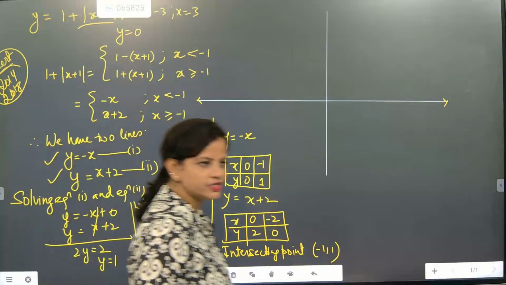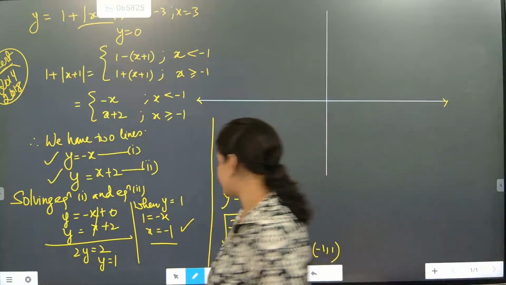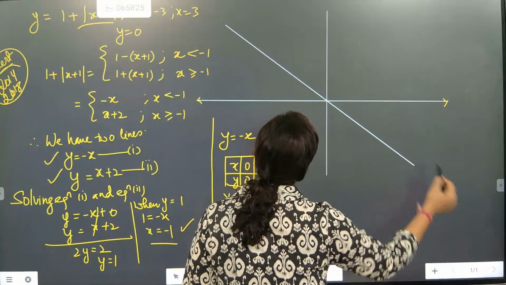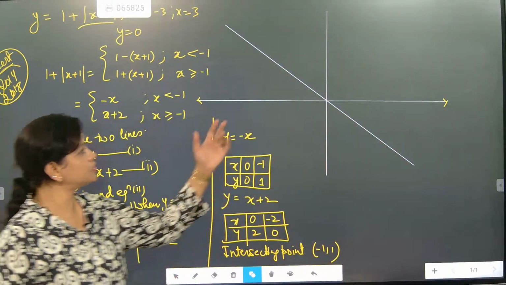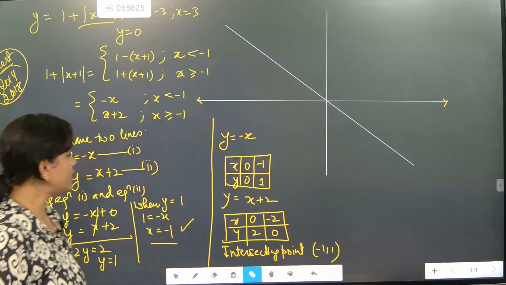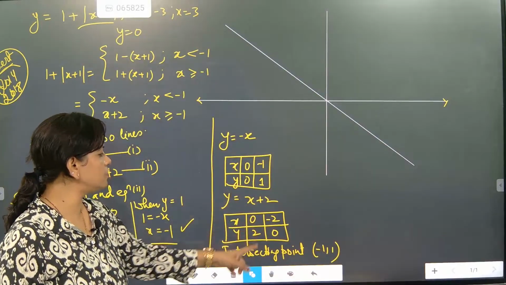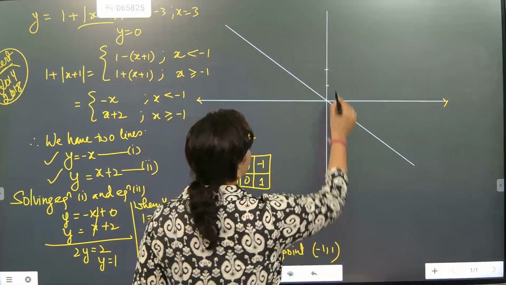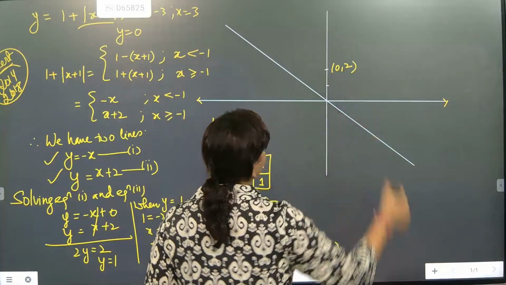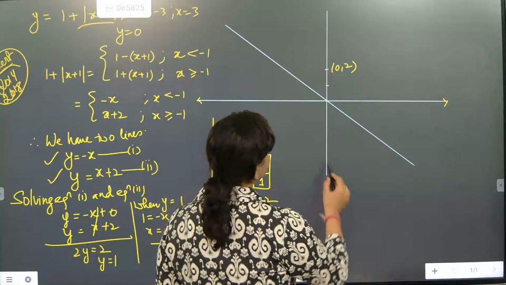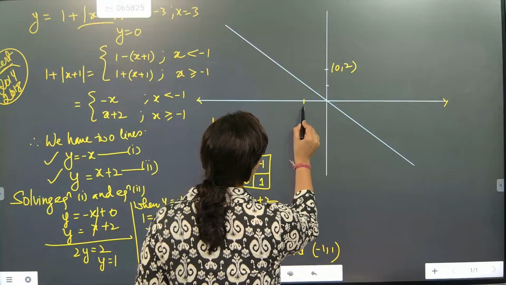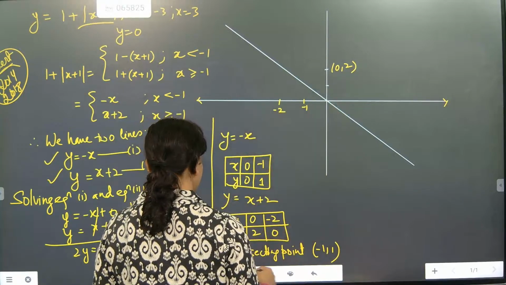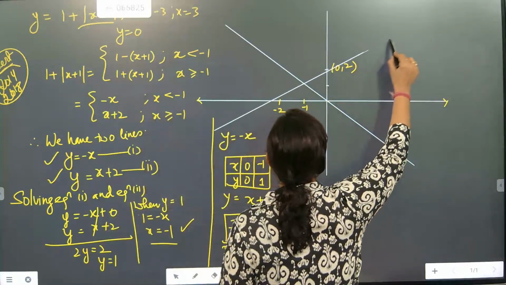So let's draw it first. Okay. So y is equal to minus x. If somebody says draw y is equal to minus x, I will just draw like this, because whatever will be the negative value of x, the positive value will be coming. Correct. Now second point is when x is equal to 0, y is coming as 2. So 1 and 2. When y is equal to 0, x is coming as minus 2. So the line will be going opposite. Check this out. This time the line will be drawn like this.